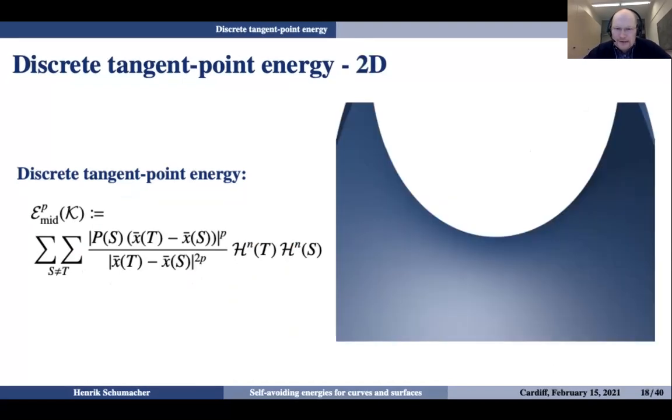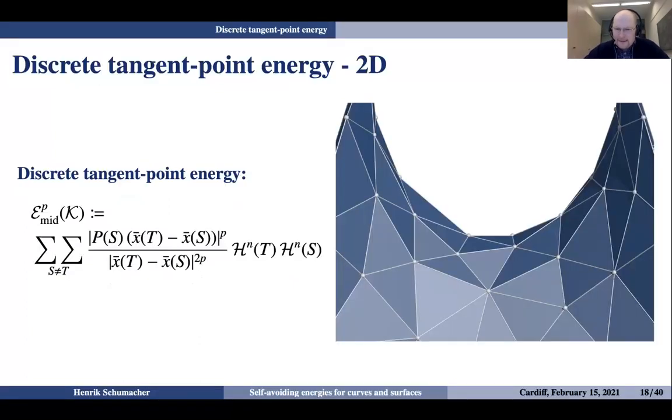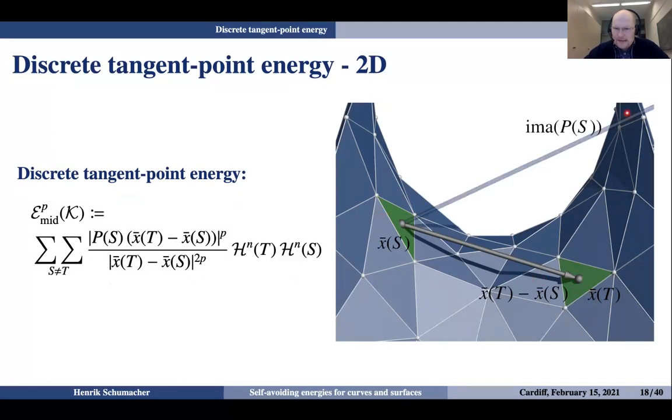For surfaces, it's similar. First we start with a smooth surface, then we sprinkle some points over it and connect them by triangles. Then for two triangles, we have, again, a secant between the midpoints. We have a normal space, we project the secant to the normal space, and again we have all the ingredients that we need to write down this double sum.